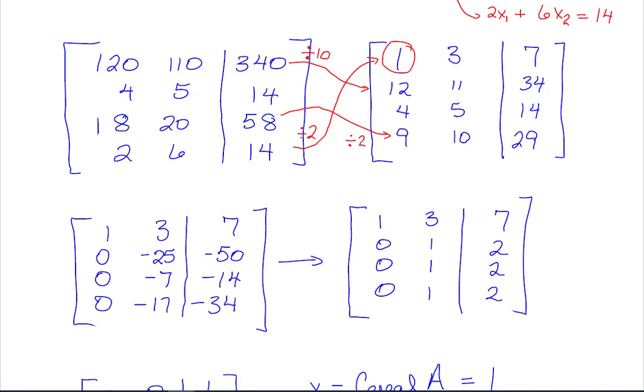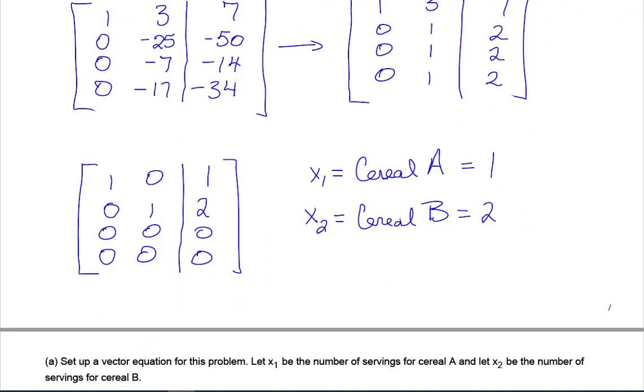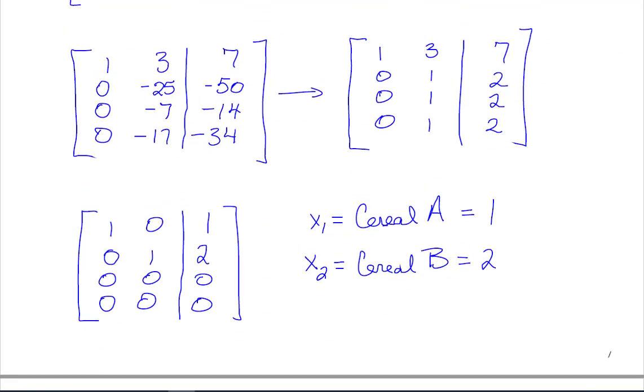And so if I use row 2, I can make zeros. So I'm using this one to make a 0 above it and 2 zeros below it. And so what I see is that x1 is 1 and x2 is 2 for the amounts of cereal A and cereal B.